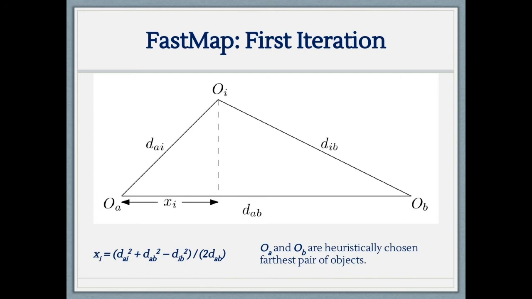Then for every other node i, we use the distances to the pivot points to compute a coordinate value xi as a perpendicular projection onto the line between A and B as illustrated. Not all of the distances between nodes are accounted for in this first dimension. This leads us to the recursive step in the algorithm.